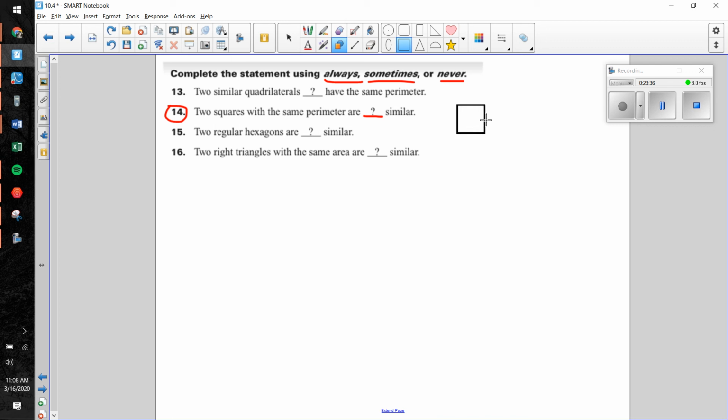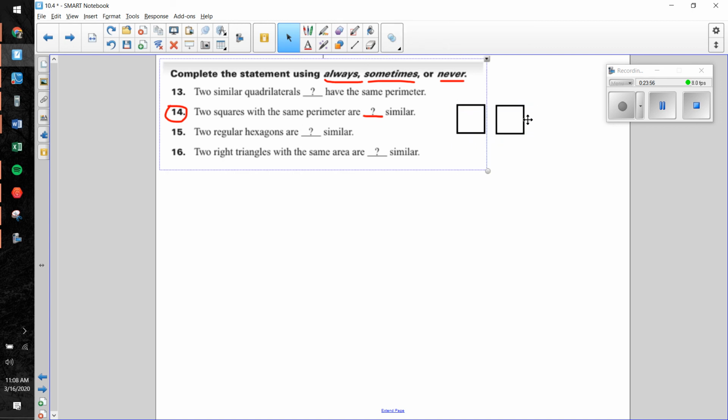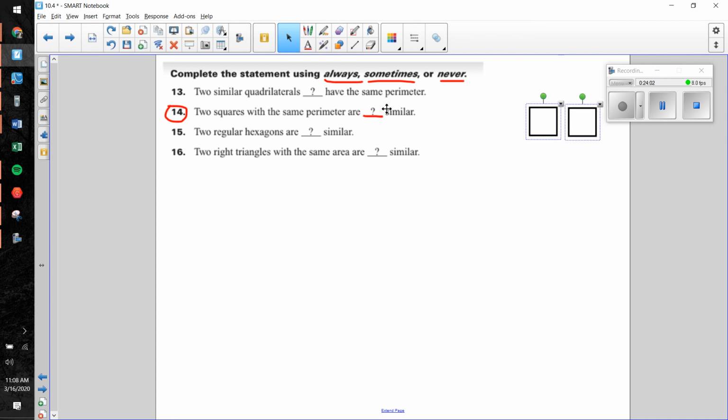Well, for two squares to have the same perimeter, that basically tells you that they're going to need to be exactly the same figure. If we duplicate that right there, the only way two squares can have the same perimeter is if they're congruent figures. And congruent is a little bit funny, but technically if two figures are congruent, it does match the definition of them being similar. It means that they're the same shape and their side lengths are proportional as well. So this one right here for number 14 is actually going to be always.